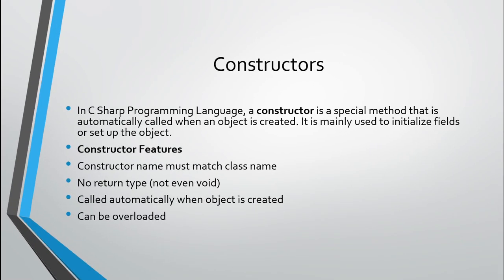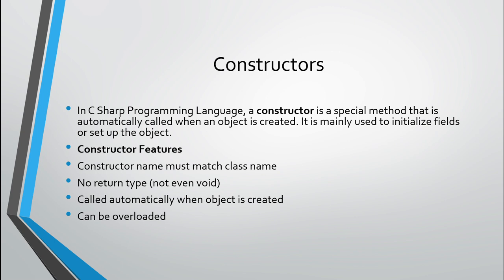Welcome again. In the third chapter of this C sharp concept, I am going to explain about the constructor. First of all, what is the constructor? Constructor is a special method that is automatically called when an object is created.